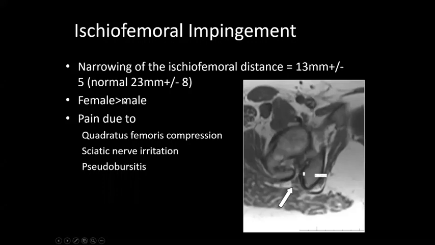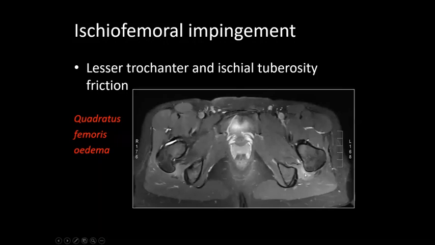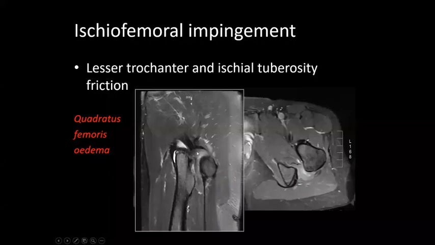It is more common in women than men, and it can be symptomatic, associated with pain. The reason these patients are symptomatic is that with ischiofemoral impingement, you get edema, irritation and inflammation of the quadratus femoris muscle. You also get irritation of the sciatic nerve, and sometimes patients may develop pseudobursitis. In this patient, for example, there was edema in the quadratus femoris muscles bilaterally, and in the sagittal image you see this edema in the quadratus femoris muscle.